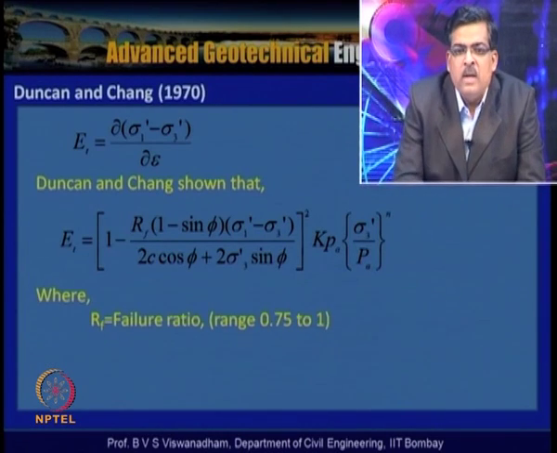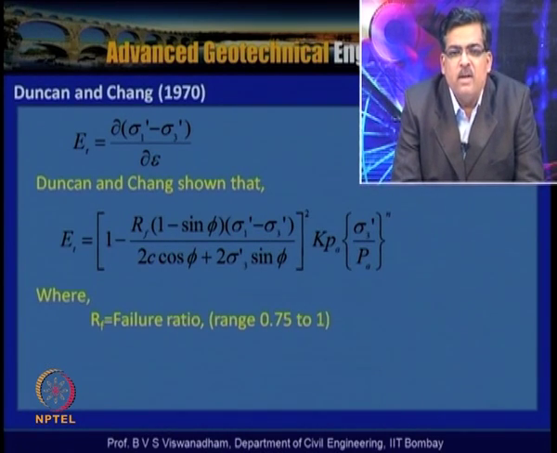And according to Duncan and Chang 1970, Et is nothing but dou of (sigma 1 minus sigma 3) by dou epsilon. Duncan has shown that the Et value is equal to [1 minus Rf into (1 minus sin phi) (sigma 1 minus sigma 3 dash) divided by (2c cos phi plus 2 sigma 3 dash sin phi)] whole square, into K Pa into (sigma 3 by Pa) to the power n.